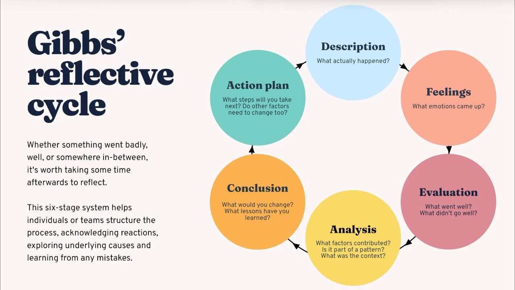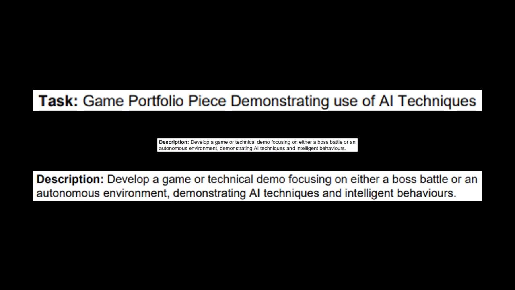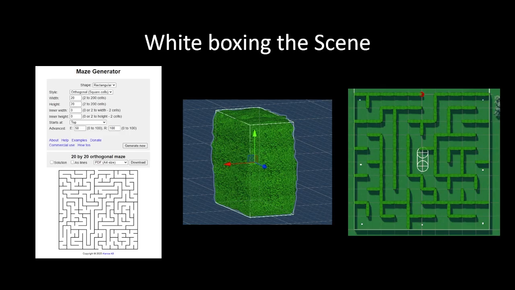I will be using Gibbs' reflective cycle to structure this reflection. Description and feelings. The brief was to create a portfolio piece demonstrating AI techniques. You could choose between a boss battle or an autonomous environment. In the first few weeks of development, progress was slow.